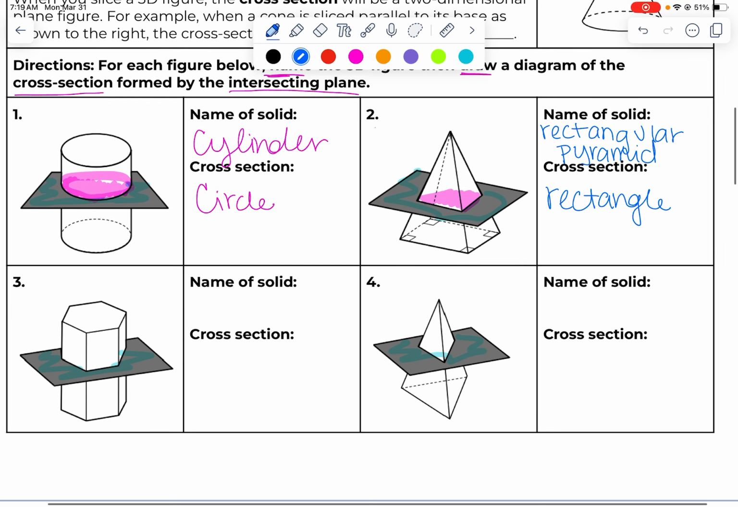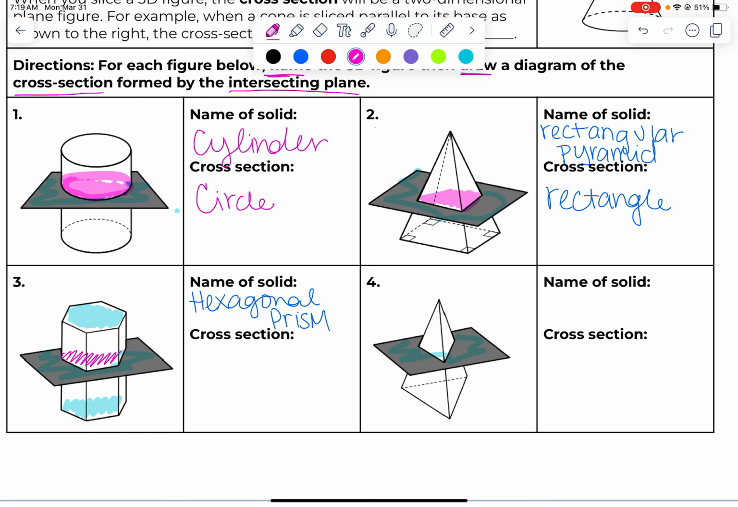Alright, number 3. On this shape, we have a base with 6 sides. Oop, my bad. Since it has 6 sides, it is a hexagonal. And there are 2 bases. There's one on the top, and there's the one on the bottom. So this is a prism. Now we're looking at the cross section that is parallel to the bases. Since it is parallel to the bases, it is the same as the base. So this would be a hexagon.